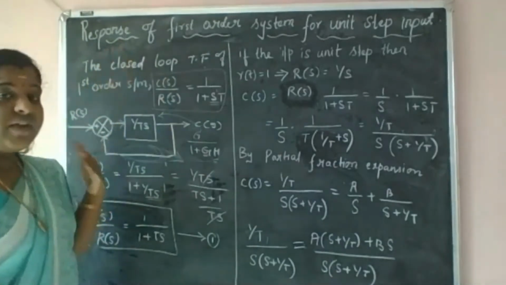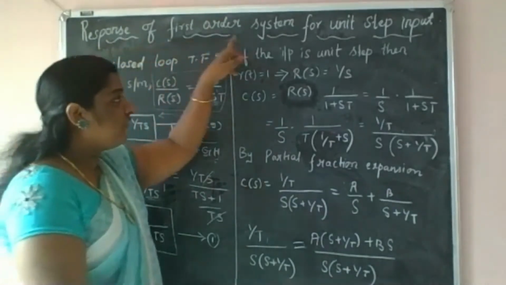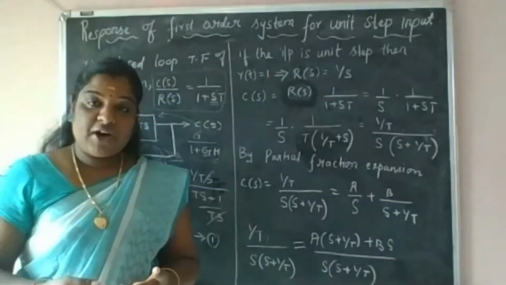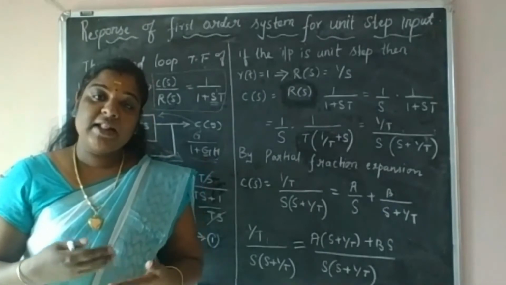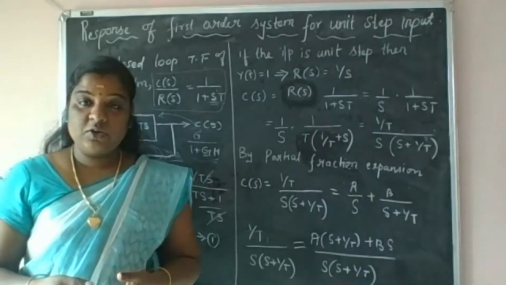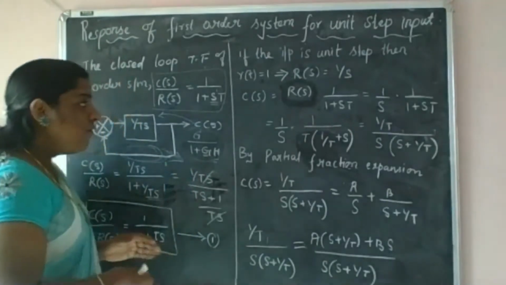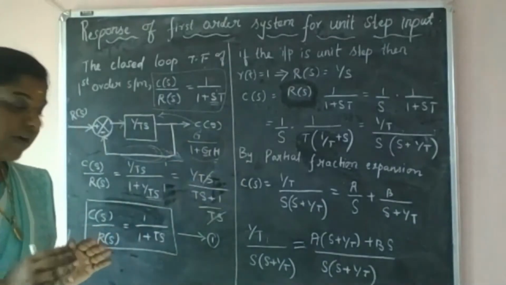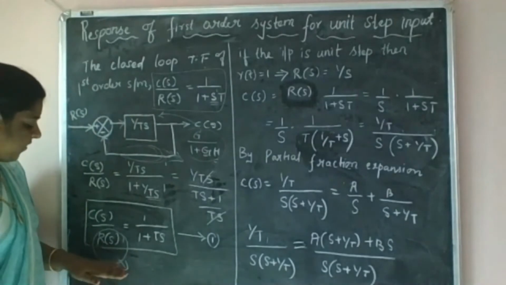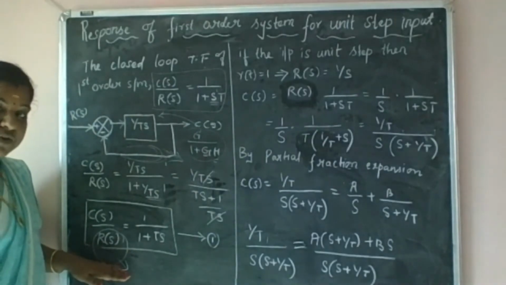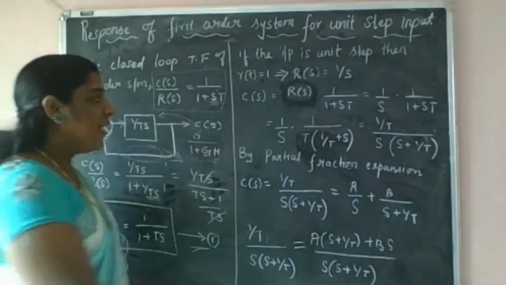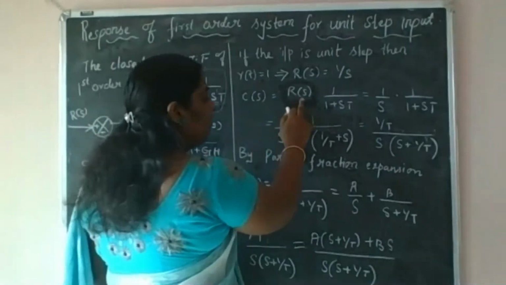Now our aim is to find out the response of the first order system for a unit step input. For a unit step input, the value of r(t) will be equal to 1. Taking the S domain for this r(t), we will get R(S) is equal to 1 divided by S. Now we are going to substitute the value of R(S) equal to 1 by S in this equation 1.